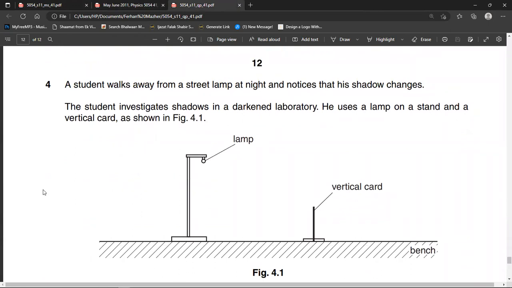A student walks away from a street lamp at night and notices that his shadow changes. The student investigates shadows in a darkened laboratory. He uses a lamp on a stand and a vertical card as shown in figure 4.1. So here we have a card and here we have a stand. On that stand, I have this lamp. So due to this light, the shadow of this card will be here on the bench.